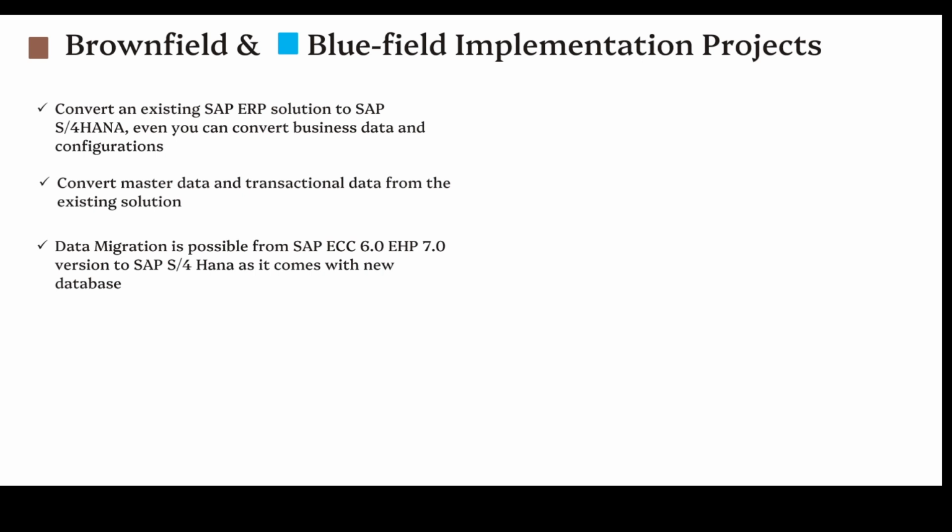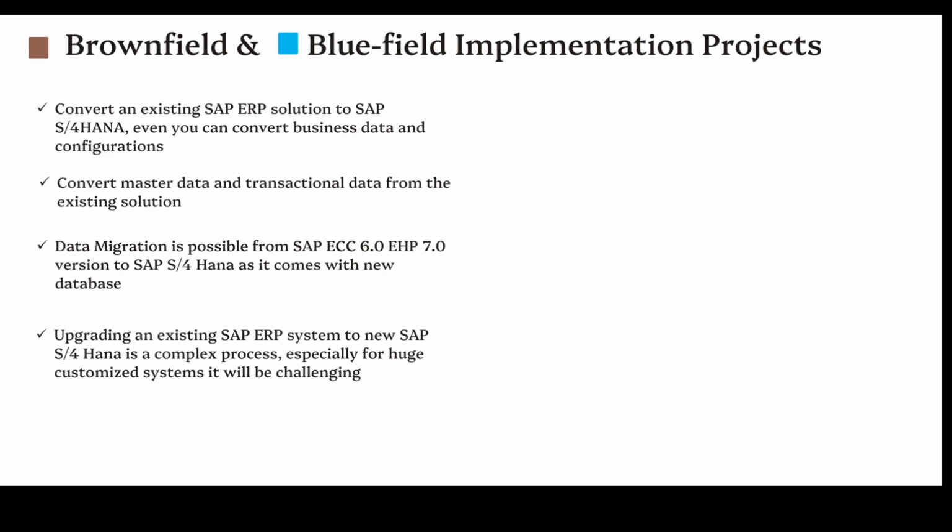It is a difficult process to upgrade, as it is not like upgrading from one enhancement package to another enhancement package, as SAP S/4HANA comes with a completely new database. Upgrading an existing SAP ERP system to new SAP S/4HANA is a complex process. Especially for hugely customized systems, it will be challenging because a lot of programs need to be modified according to the S/4HANA database model. So this was the short explanation on brownfield implementation project. An exclusive clip is prepared for brownfield implementation project.